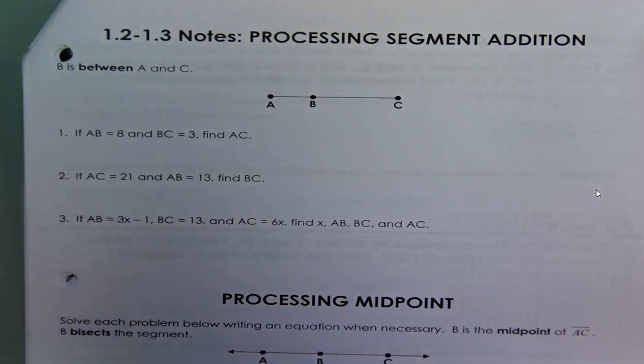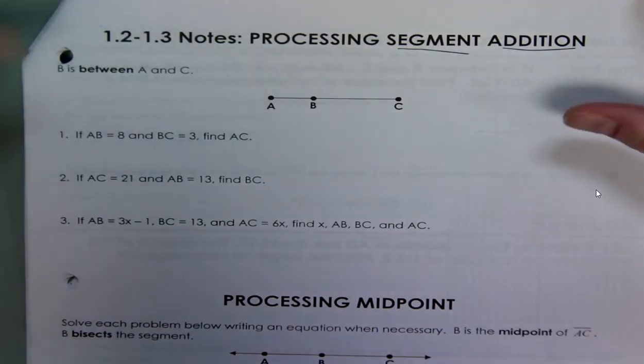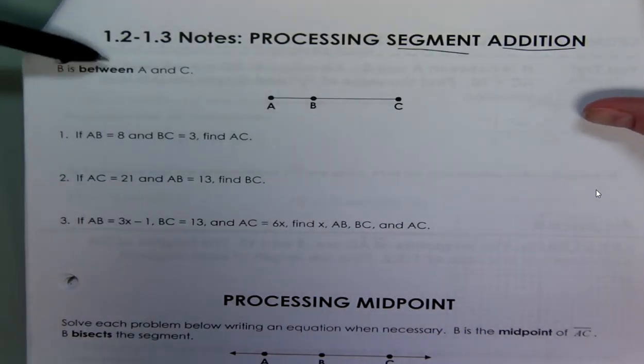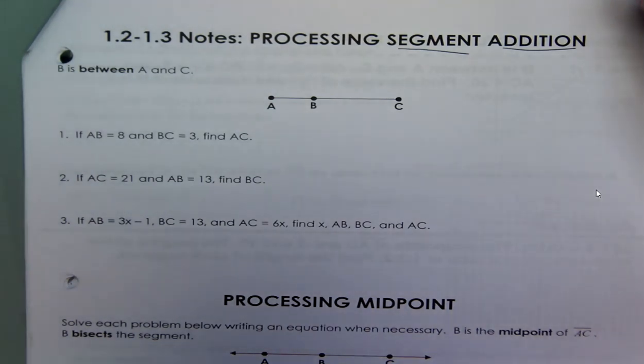Hey guys, we're starting on section 1.2 and 1.3. This is on page 7 of your notes packet. We're just going to start off with segment addition. So anytime it talks about point B being between AC, it just means that they are on a line and they're all points on that line.